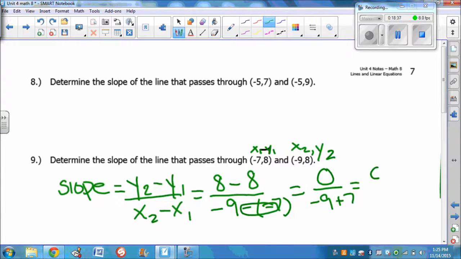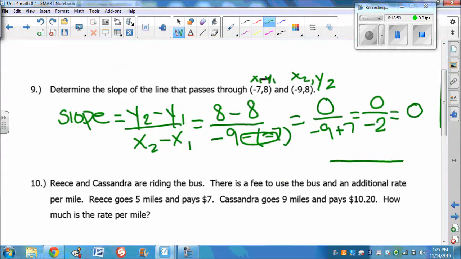Let's continue to simplify. 0 divided by negative 2. What's 0 divided by anything? That is a big, fat 0. So the slope of that line, if we were to plot those 2 points, and the slope was 0, what kind of line would we see? You should see a nice horizontal line. Okay? All right, we will practice more in class.